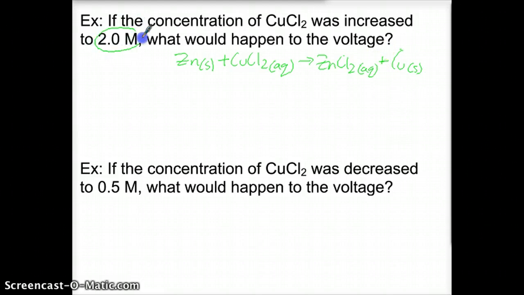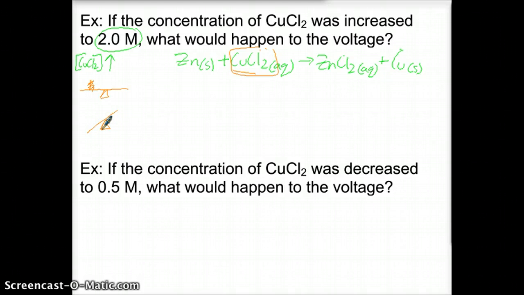So what have we done? We've doubled the concentration. So the concentration of CuCl2 has increased. So that means the amount of this is now greater than what it was at standard conditions. So we've added extra reactant. So if we think about our equilibrium seesaw, now I have extra stuff on this side. So my seesaw is now going to look like this.